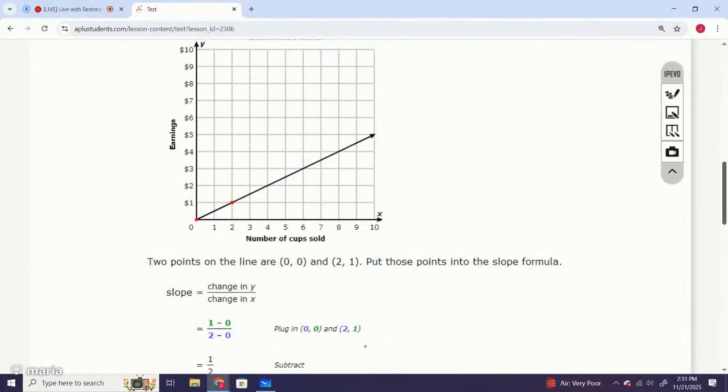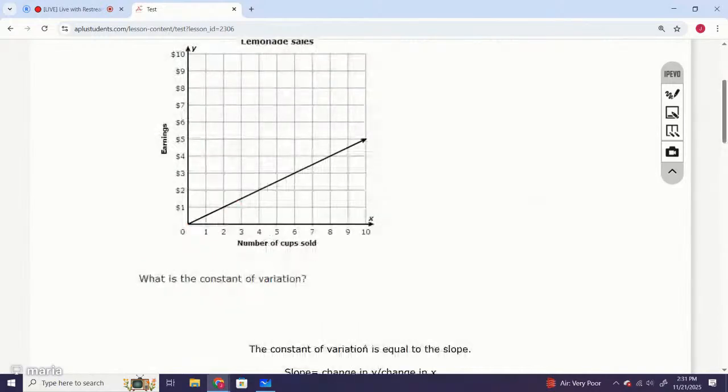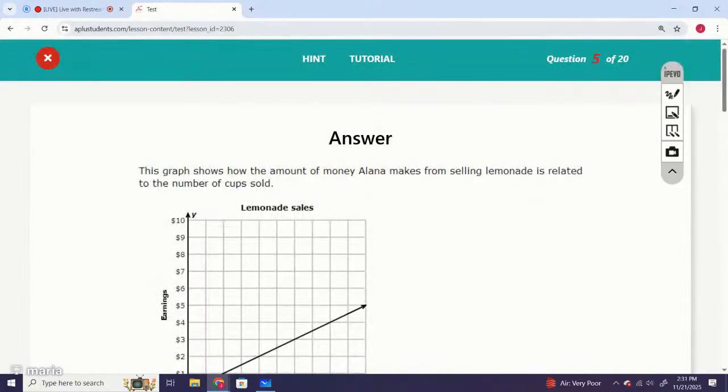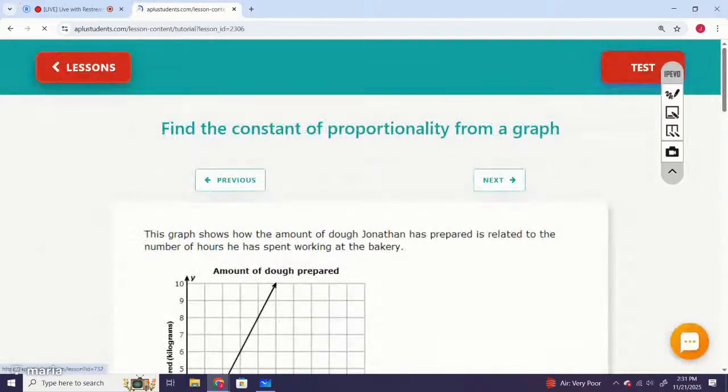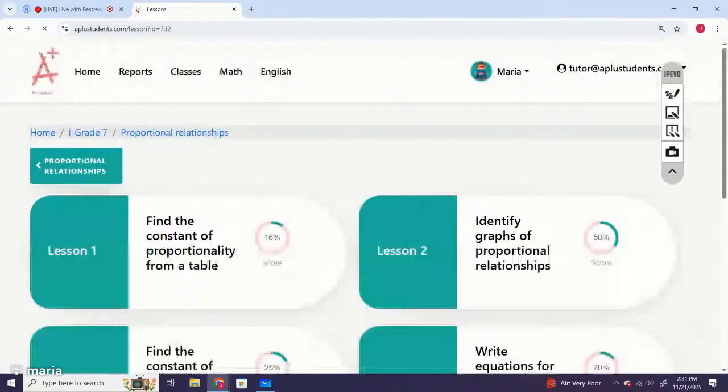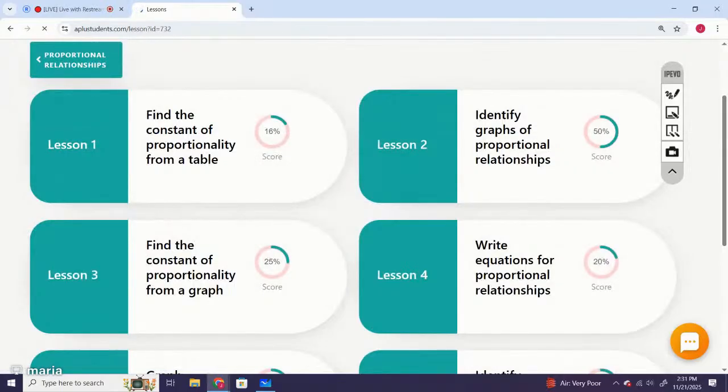Let's just start with the test questions. The next lesson is write equations for proportional relationships.